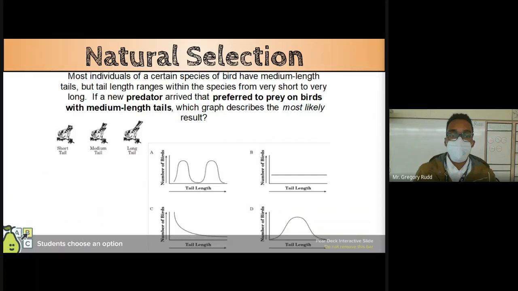All right, so let's do this practice problem. Most individuals of a certain species of bird have medium-length tails, but tail length ranges within the species from very short to very long. If a new predator arrived that preferred to prey on birds with medium length tails, which graph describes the most likely result? So the graph has tail length on the x-axis and number of birds on the y-axis. What's going to happen if a new predator arrives that prefers to prey on birds with medium-length tails? What will happen?